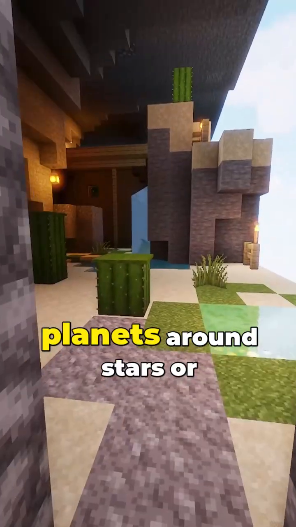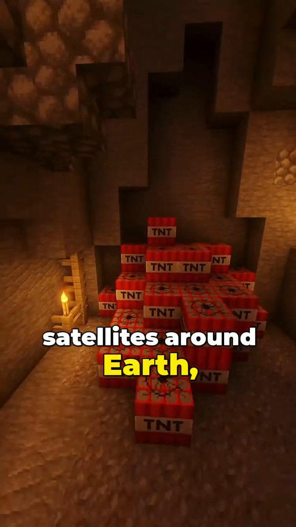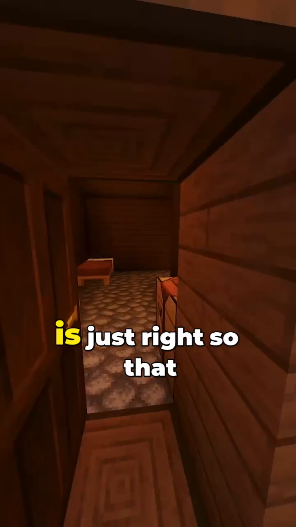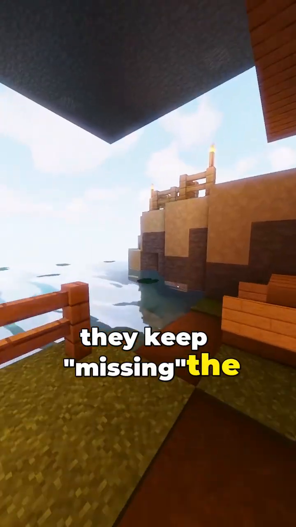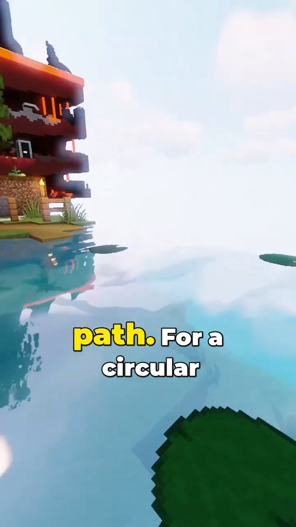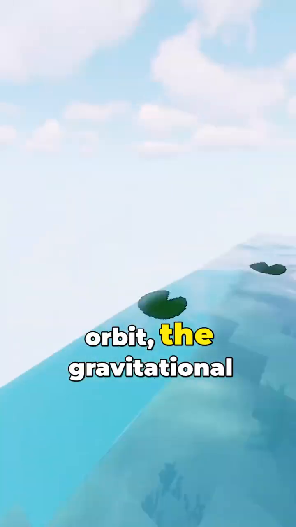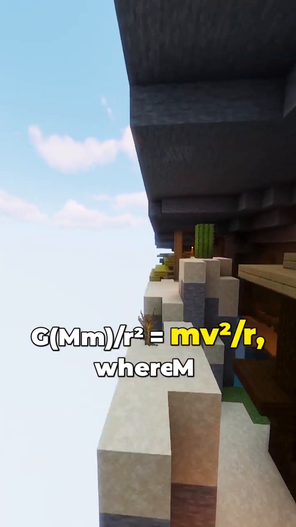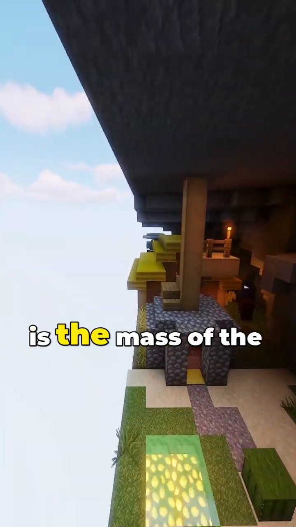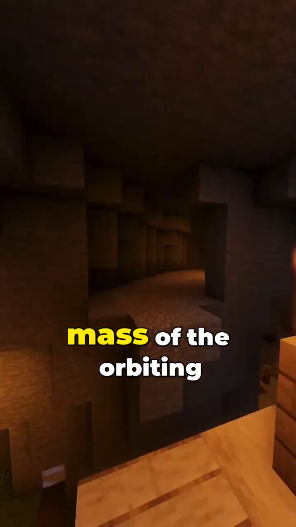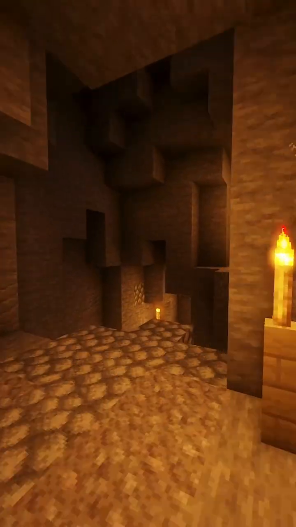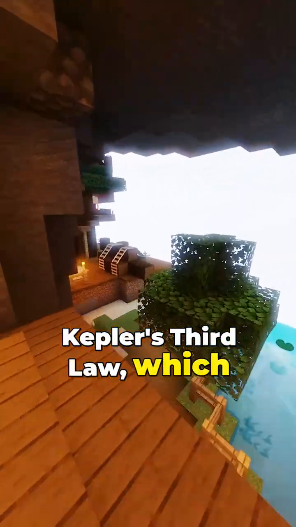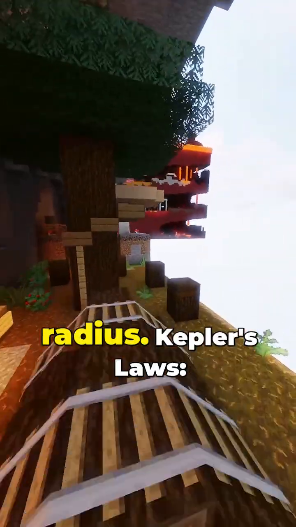Objects in orbit, like planets around stars or satellites around Earth, are constantly falling towards the object they're orbiting, but their tangential velocity is just right, so that they keep missing the planet and instead follow a curved path. For a circular orbit, the gravitational force provides the centripetal force, G M m / r² equals m v²/r, where M is the mass of the central object, m is the mass of the orbiting object, and r is the orbital radius. This equation can be used to derive Kepler's third law, which relates the period of an orbit to its radius.